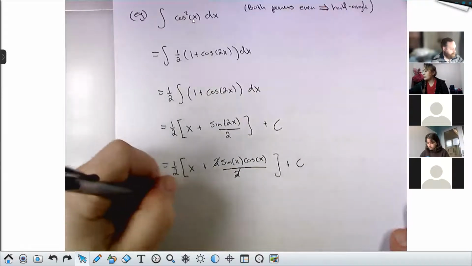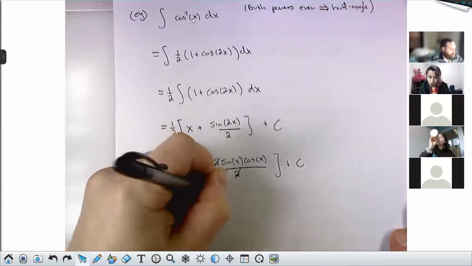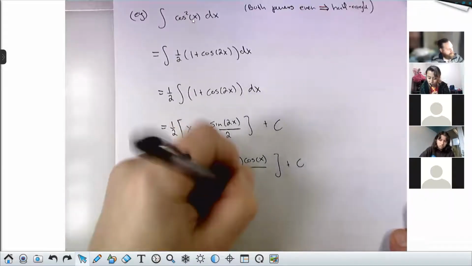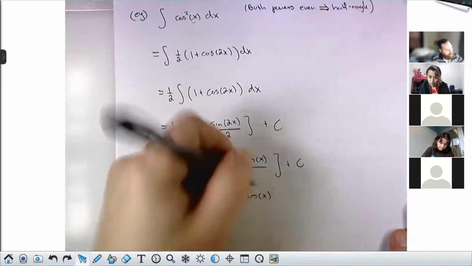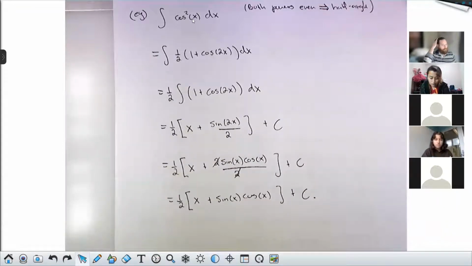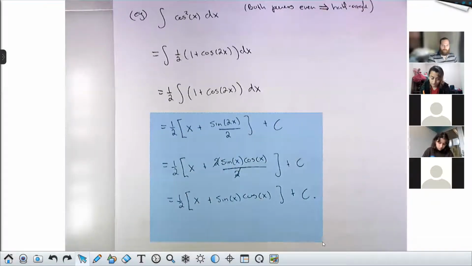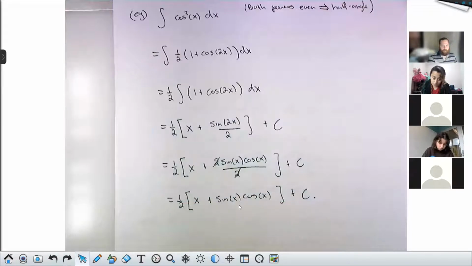So you could write this as 1/2 bracket x plus sine x cos x, if you want to, right? But I would accept this as your answer, of course. This would be fine. I want to show you the double angle thing to simplify at the end for a few reasons. First off, this is nicer, right? I would rather have sines and cosines of x because I started with sines and cosines of x.